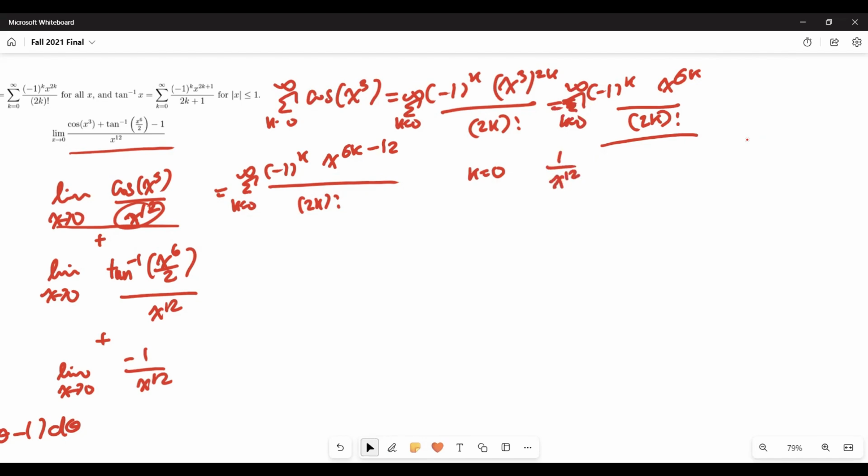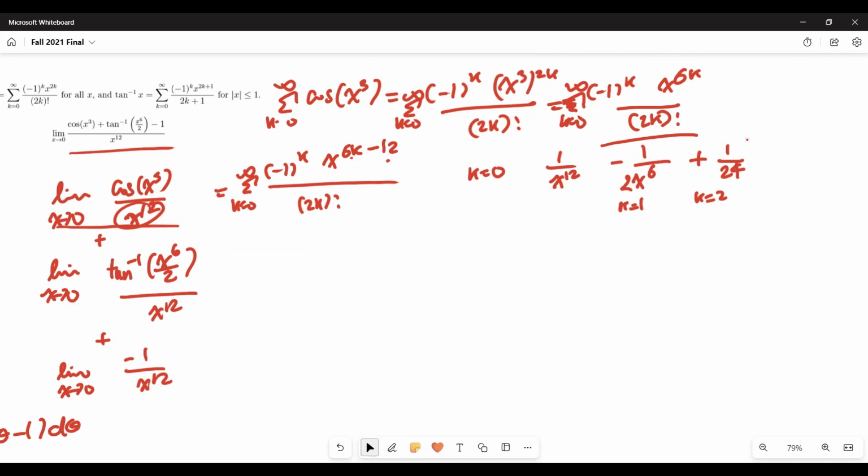Okay, and then let's do the second term, k equals 1. Then this becomes negative 1 over x to the 6 minus 12, so x to the 6 power, and then there's a 2k factorial, so it's going to be 2. Okay, so the third one, plus negative 1 to the, right, because it's k equals 0, k equals 1, k equals 2. K equals 2, then it's going to be positive, and x to the 12 minus 12, which is x to the 0, so 1 over 1, and then 2 times 2 factorial, so 4 factorial, which is 1 over 24. So 4 factorial is the same as 24.